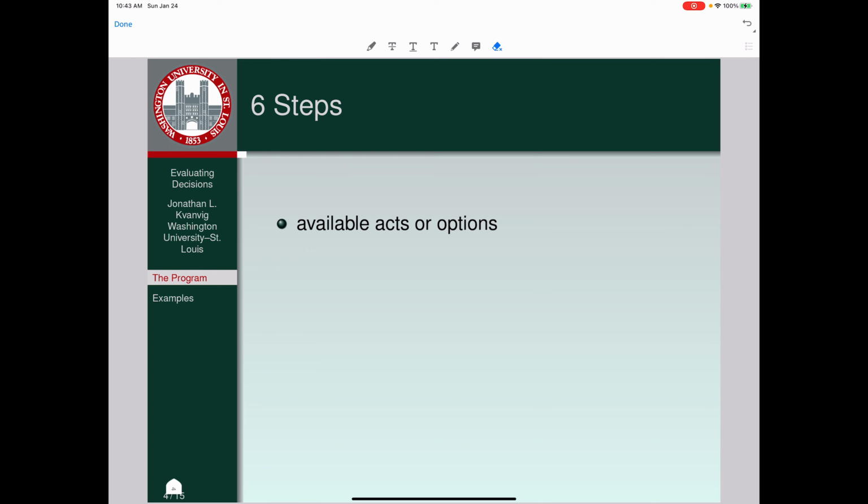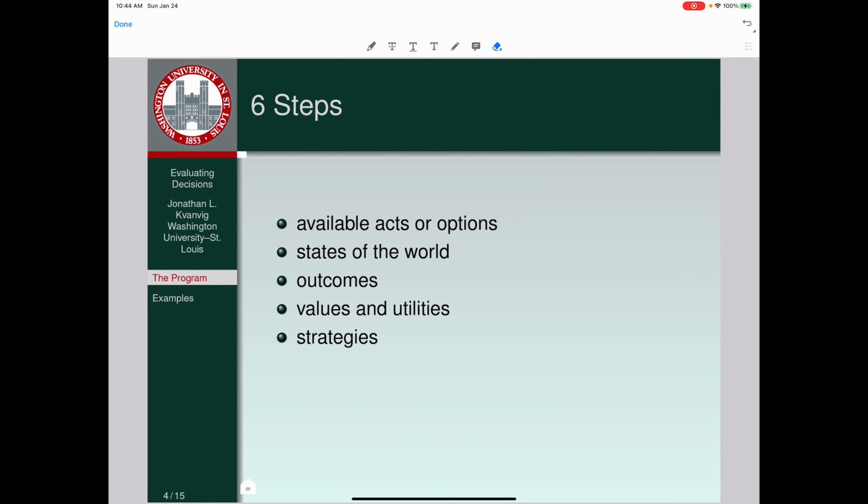First, we outline the 6 steps involved in constructing any decision matrix. The first step involves identifying the available acts or options. Second step, the states of the world. Third step, the outcomes. Fourth step, the values and utilities, depending on which you're doing. If you're doing expected value theory, you use monetary units. If you're using expected utility calculations, you use utilities.